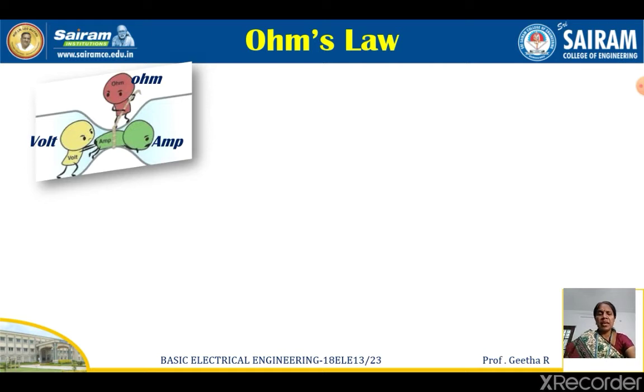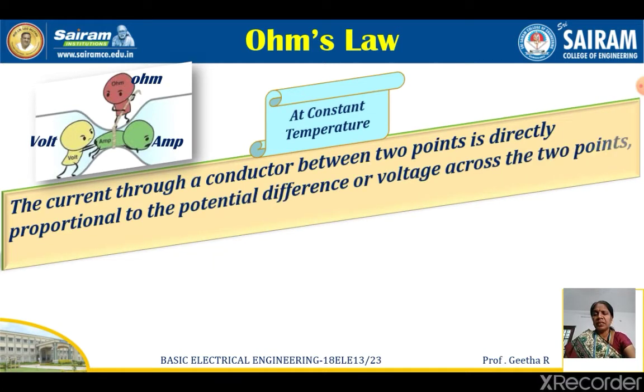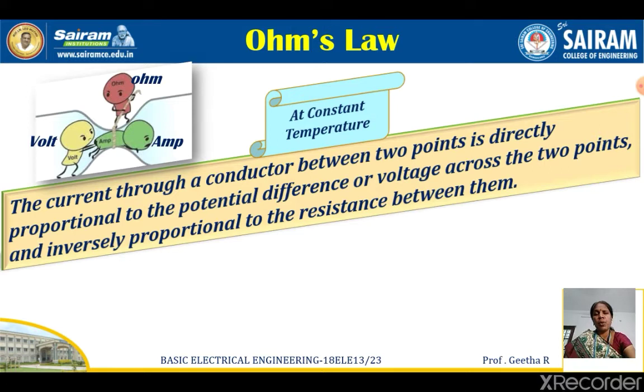So by looking at this diagram, you are going to find the relationship among the volt, ohms, amps. All these are the units of the electrical parameters given, nothing but the voltage, the resistance, and the current. At constant temperature, the current through a conductor between 2 points is directly proportional to the potential difference, or the voltage across 2 points, and inversely proportional to the resistance between them. That is Ohm's law.